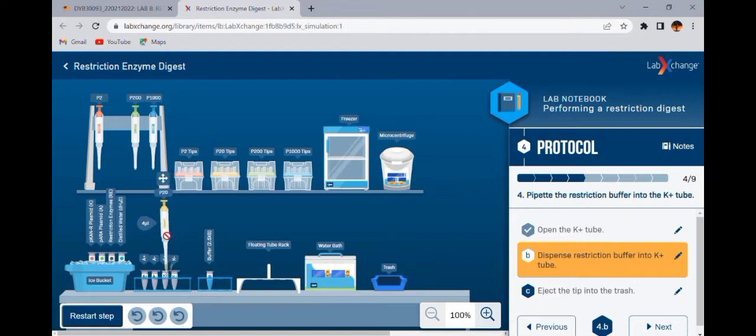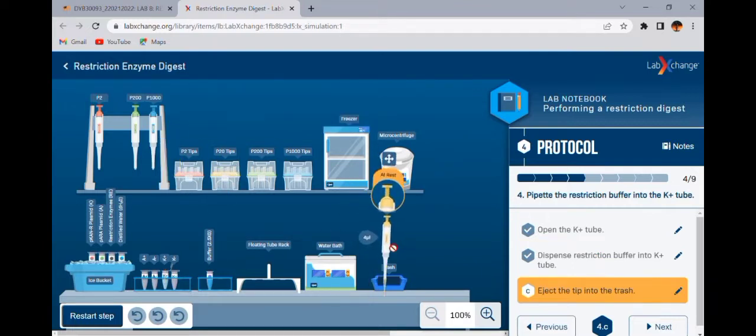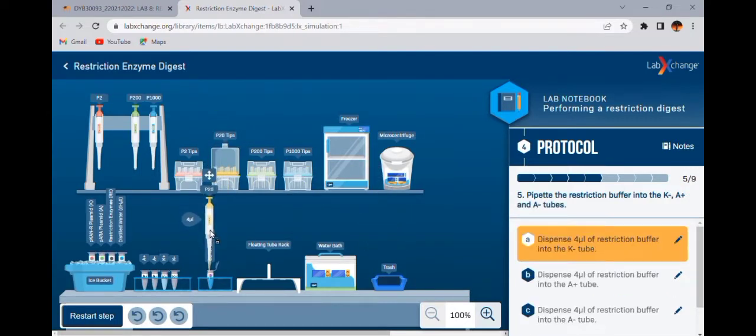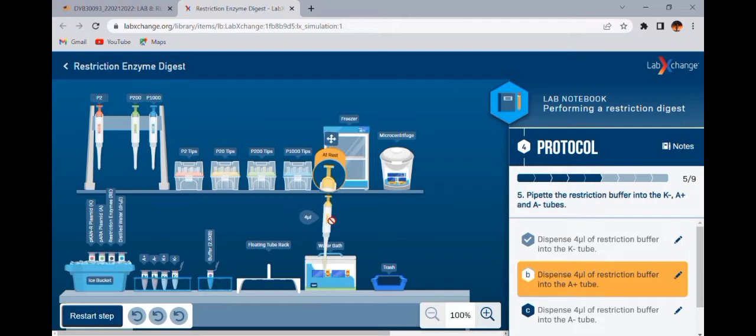Next, open the K+ tube. Then, dispense restriction buffer into the K+ tube. Eject the tip into the tray. Then, dispense 4 microliter of restriction buffer into the K- tube. Then, dispense 4 microliter of restriction buffer into the A+ tube. Next, dispense 4 microliter of restriction buffer into the A- tube.